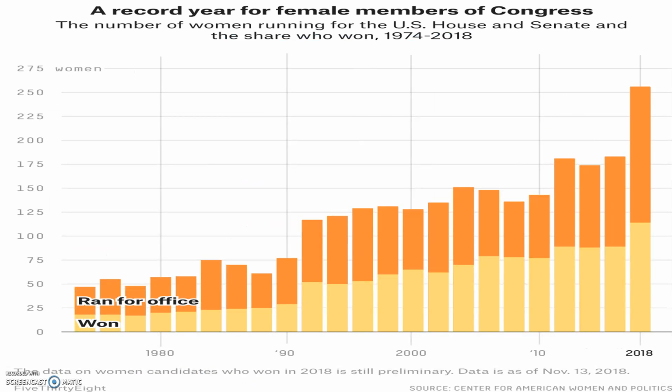We have seen a lot more women running for office in recent decades. This is a chart that shows you the amount of women who ran for office since 1974 all the way to 2018. So in the orange, you'll see these are all the females who ran for office, and we saw a big spike in 2018. And the yellow represents the ones who actually won. So of the women who run for office, only about 50% are actually elected.